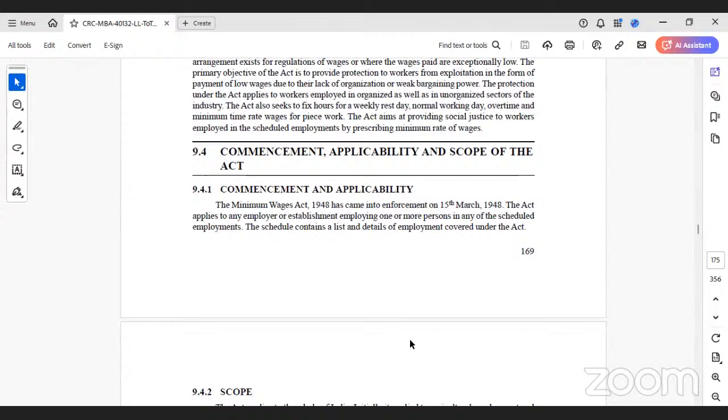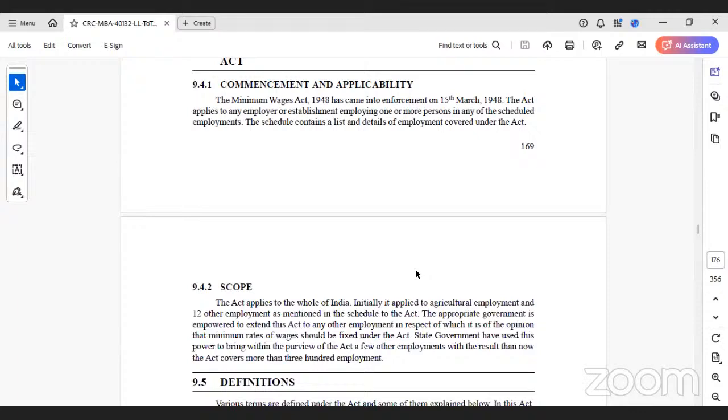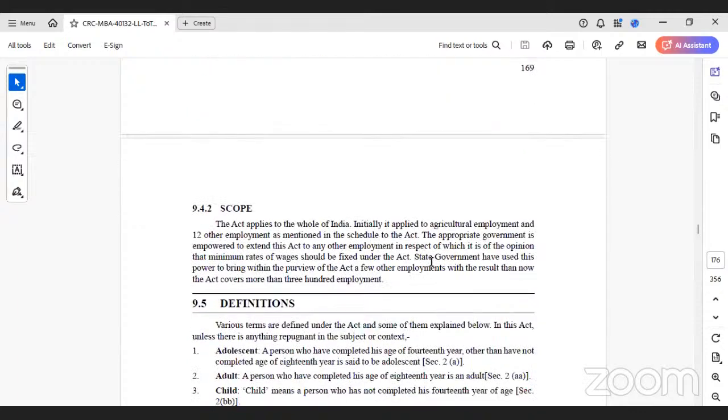And as for the commencement of the act, the Minimum Wages Act 1948 started its enforcement on 15th March 1948. The act applies to the whole of India. Initially it was applied to agricultural employment and 12 other employments. And now the appropriate government is empowered to extend this act to any other employment in respect of which it is of the opinion that the minimum rates of wages should be fixed under the act.